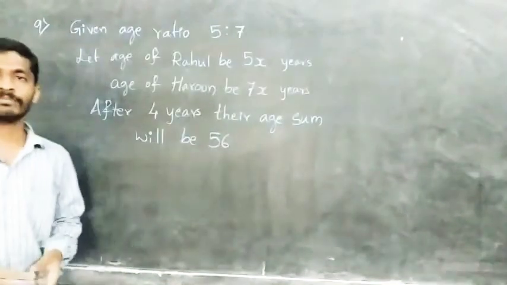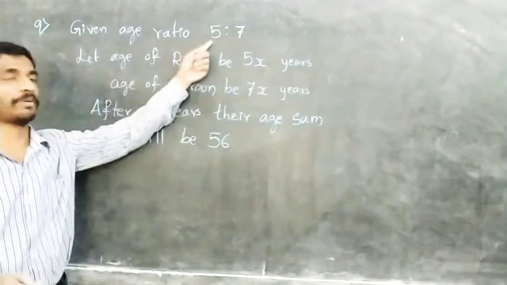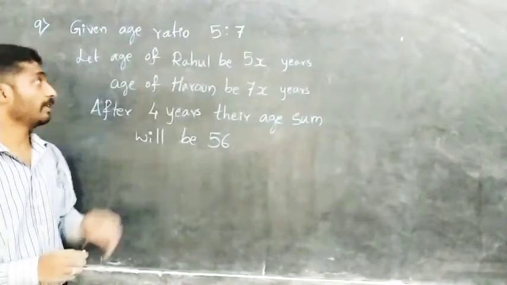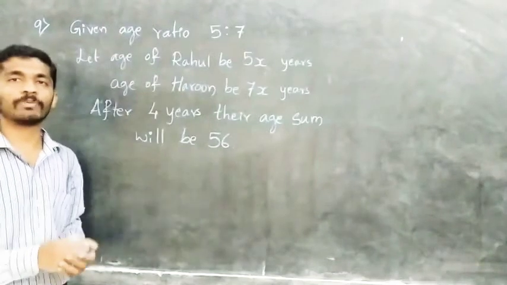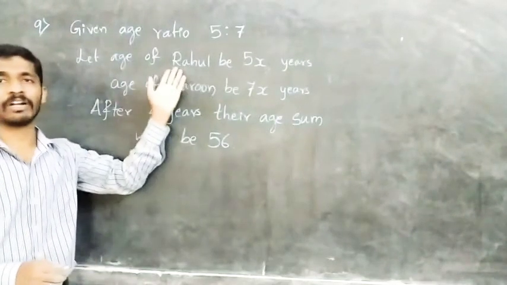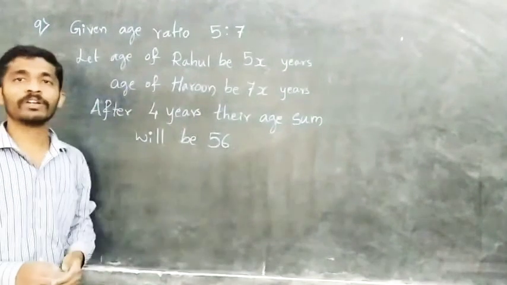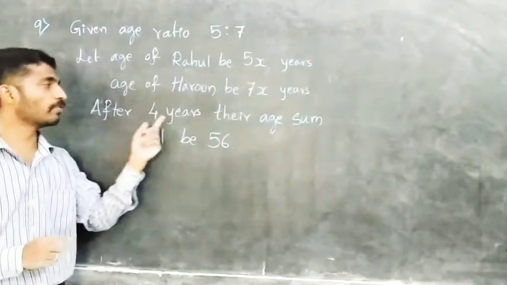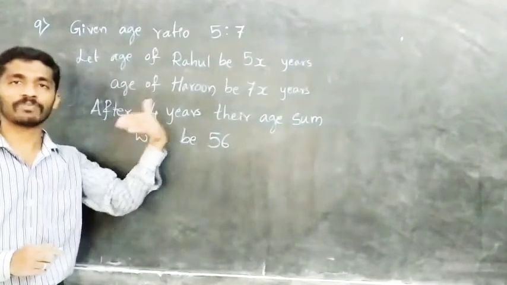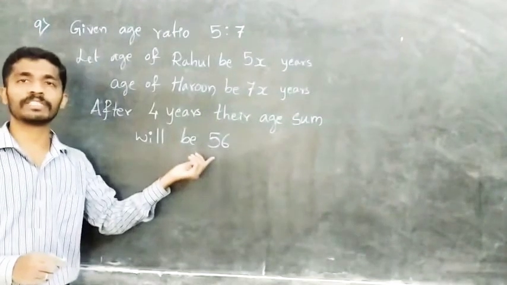In the 9th question, they gave the age ratio of 2 friends, that is 5:7. Those names are Rahul and Harun. For that, let's take Rahul's age as 5x years and Harun's age as 7x years. But they gave one condition: after 4 years, their age sum will be 56.